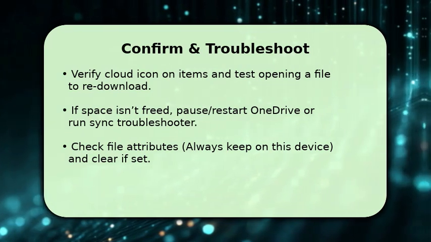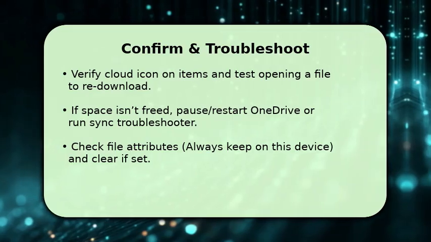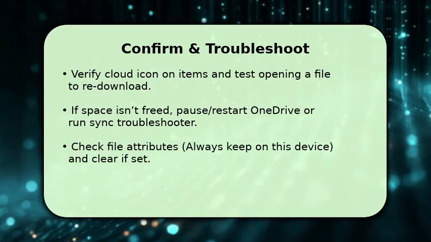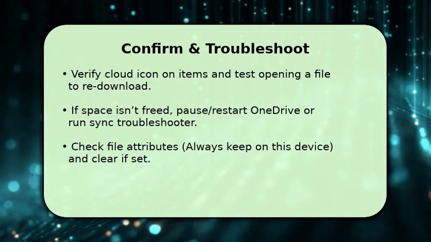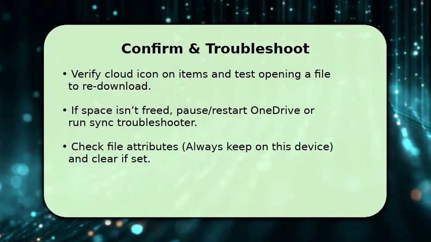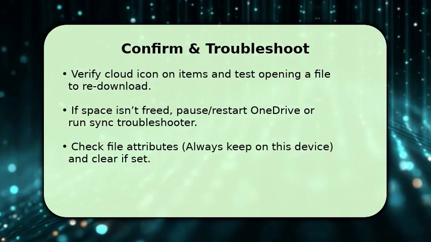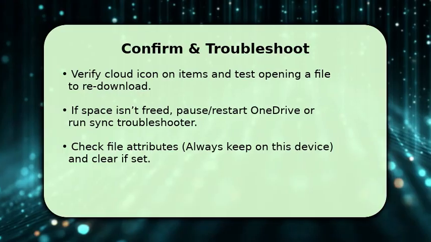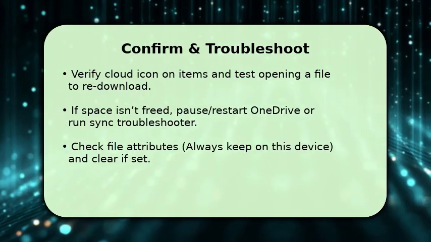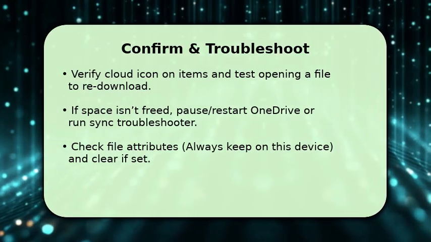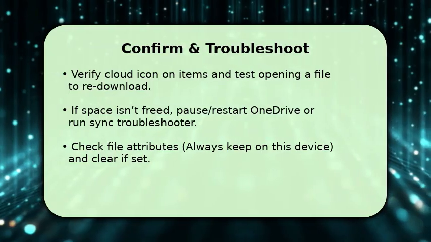If local disk space didn't increase, check for the Always Keep on this device setting, right-click and uncheck it, then choose Free Up Space again. If OneDrive seems stuck, pause and resume syncing or restart the OneDrive app. Use the built-in Sync Troubleshooter on Windows. If problems persist, sign out and back in, or reboot. These steps clear stale locks and force a fresh sync.